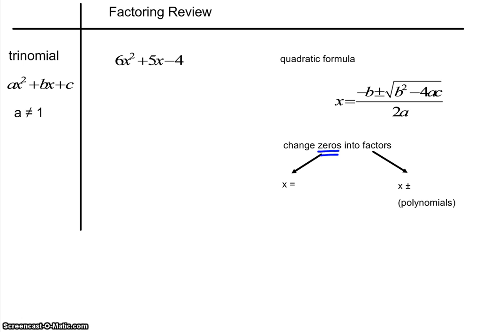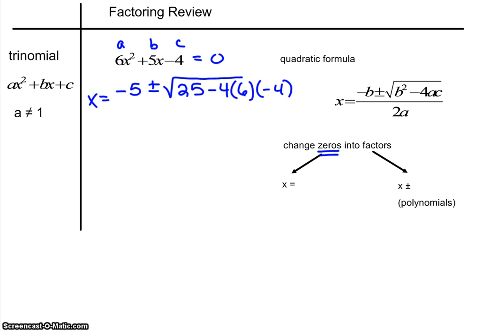So what you would actually be doing now is changing this into an equation, setting it equal to 0. Here's my A, here's my B, here's my C. Using the quadratic formula, it says that x equals the opposite of b, so the opposite of 5 plus or minus the square root of b squared. So 5 squared is 25 minus 4 times your a times your c. Take that negative with the 4. All divided by 2 times a.